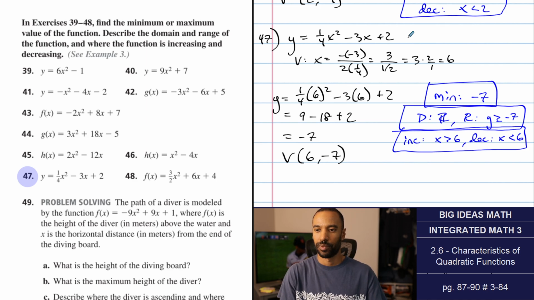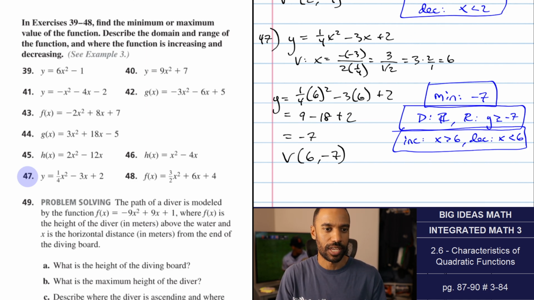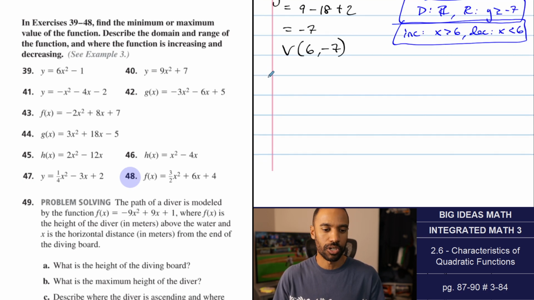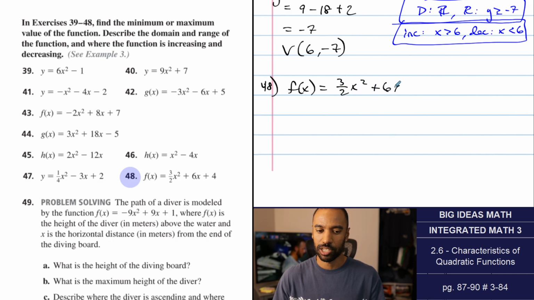All right. Let's see if number 48 shares the same fate, in a good way, that we land on integers despite the fraction. Oh, let's see. 48, f of x equals 3 halves x squared plus 6x plus 4. The vertex x value is at negative 6 over 2 times 3 halves. 2 times 3 halves is 3. So we got negative 6 thirds, which is negative 2.